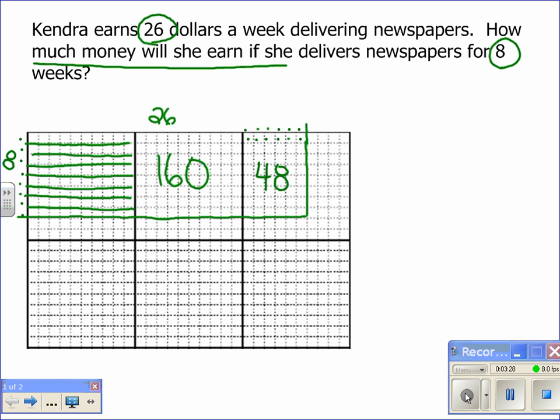If I add these up, 160 and 48, I know that altogether I have 208. So I think I have an answer to my question. Kendra earned $208 in 8 weeks.